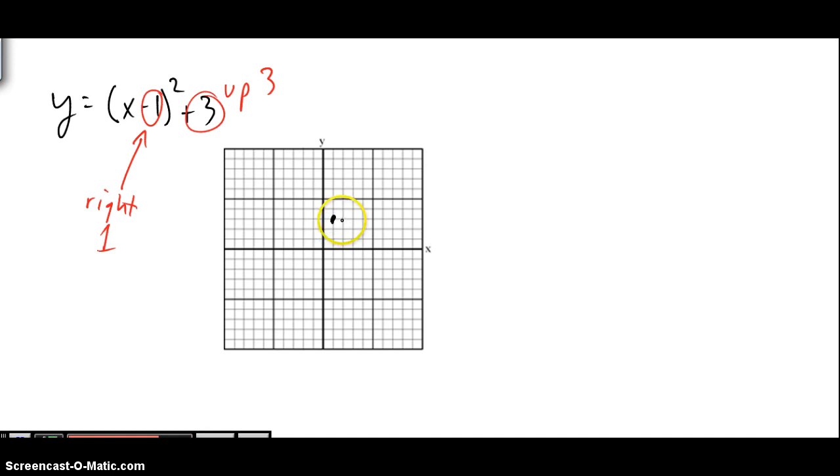So then, if you just go over 1, up 1, over 2, up 4, because 2 squared is 4, 1, 2, 3, 4, there you go. And left over 1, up 1, left over 2, up 4. And it looks like that. Okay?